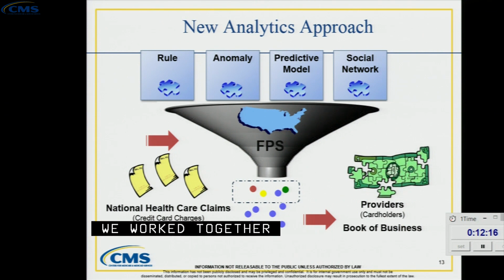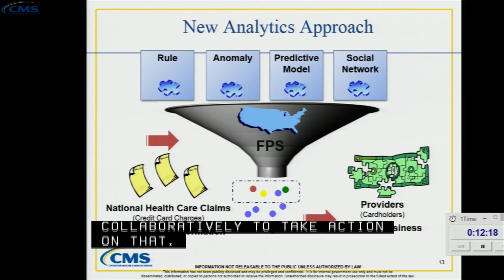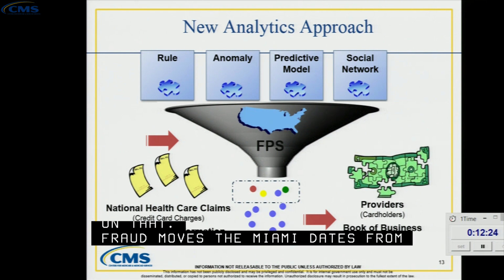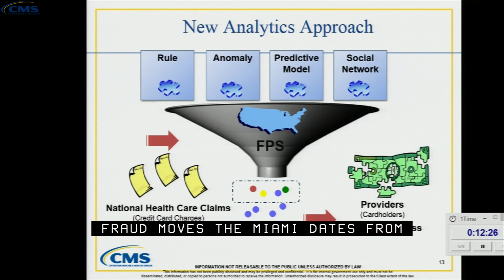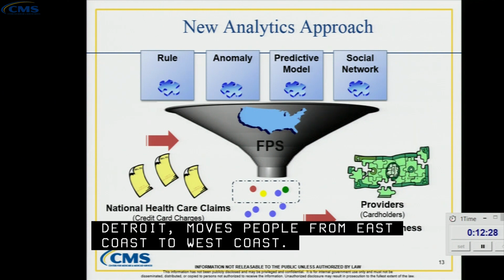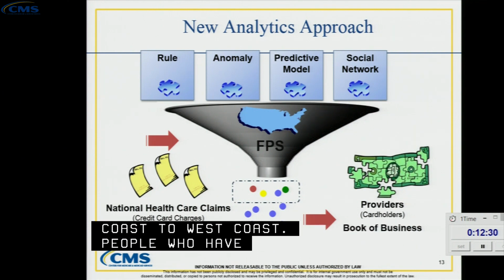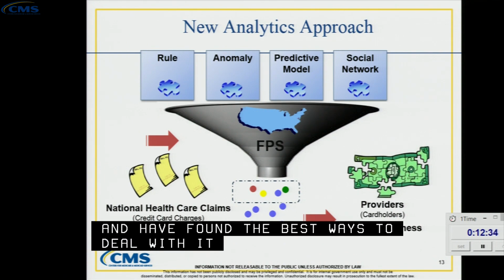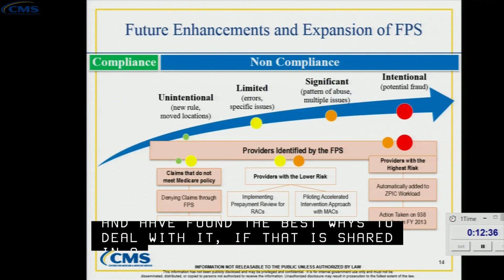And then we also learn lessons, and fraud moves. Fraud moves from Miami-Dade to Detroit. Fraud moves from the East Coast to the West Coast, and people that have seen the fraud and have an understanding of the fraud and have found the best ways to deal with the fraud, if that gets shared in our program integrity community, that's how we get to more efficient models, more efficient actions, and so forth.